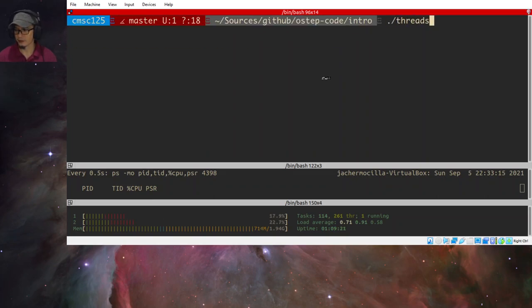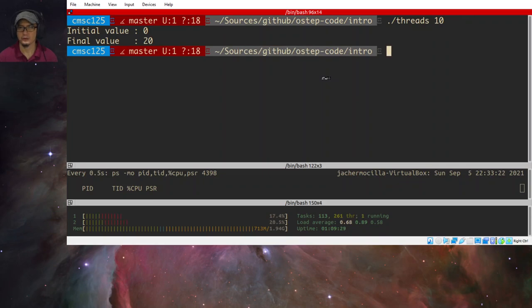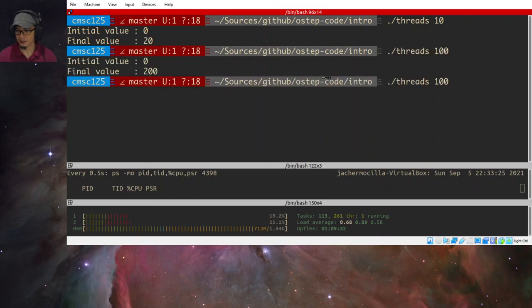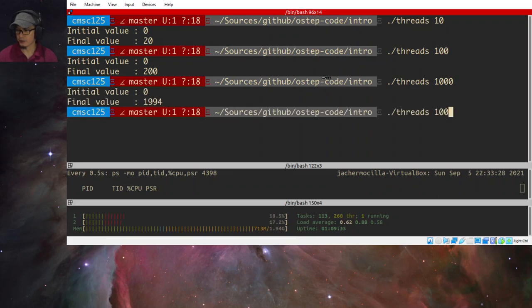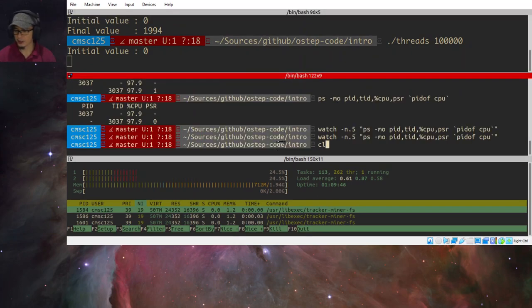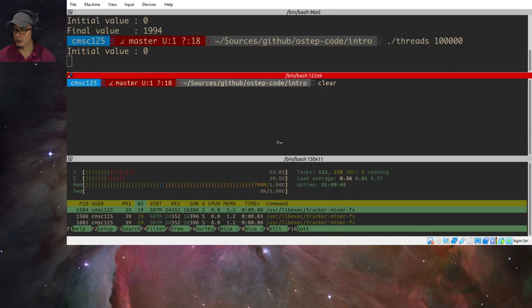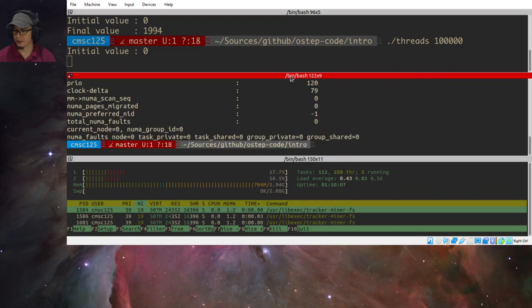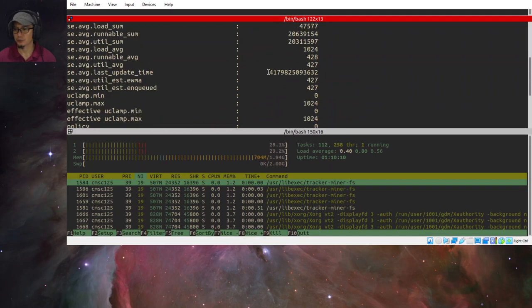And then if we put three threads, 10, 20, 100, 200. Okay, let's say 10,000 to make it take more time. So using the previous commands, let's take a look at a snapshot of the scheduler properties of this process.